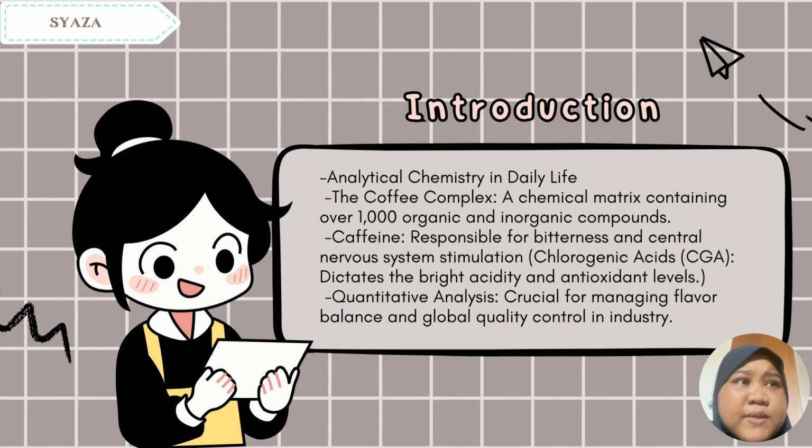Coffee is a complex chemical matrix filled with over 1,000 compounds. In analytical chemistry, we focus on studying specific analytes, mainly caffeine for bitterness and chlorogenic acid for acidity. Quantitative analysis allows food scientists to control this concentration for perfect flavor balance.